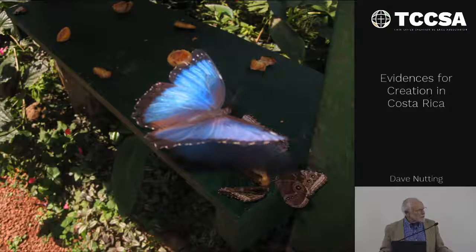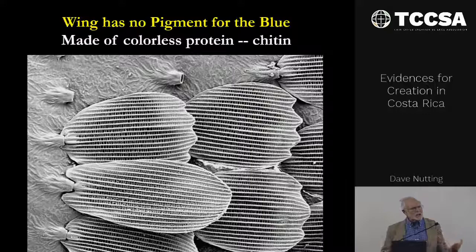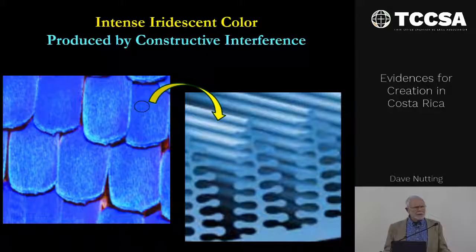My favorite one of those butterflies just happens to be the blue morpho. Isn't that a beautiful, vivid color? But did you realize a blue morpho is not blue? No, what do you mean? It looks blue to me. No, it's not blue. It's not blue at all. You see the underside of the butterfly as well, but the top is actually clear chitinous material. Basically, it's a colorless protein. It's chitin. You say, what? How did you get that brilliant color?